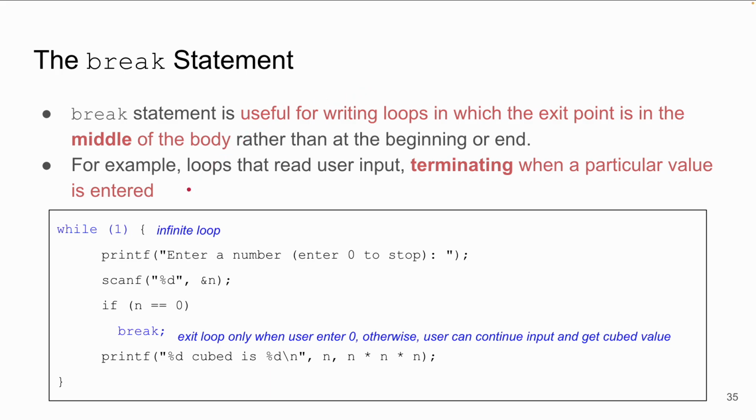So this is another example of how we can use a break statement to set the exit point in the middle of the loop body rather than the beginning or the end. This can save some work because as long as some situation is true, sometimes there's no need to run the other statements in the loop.